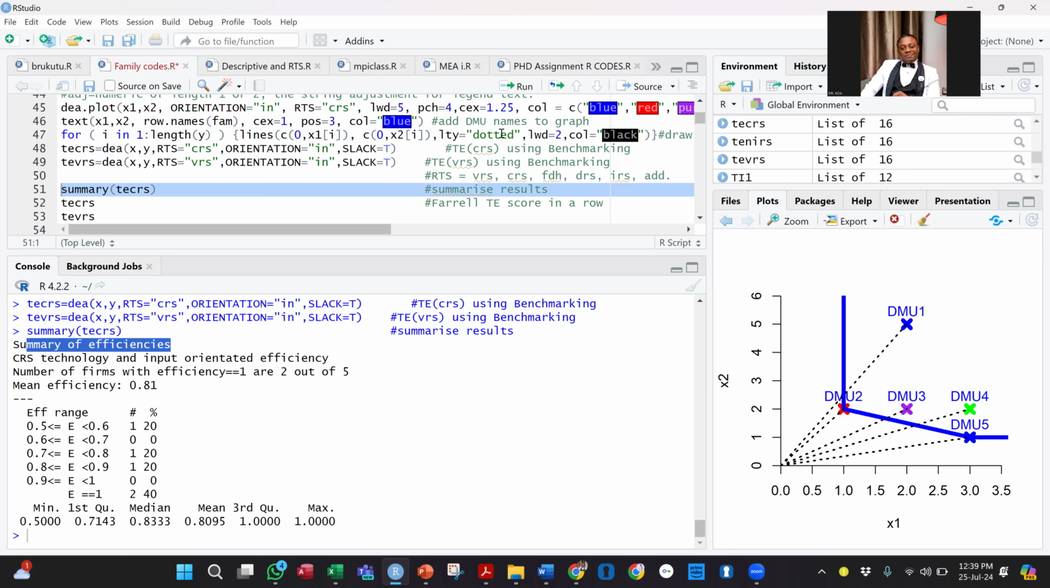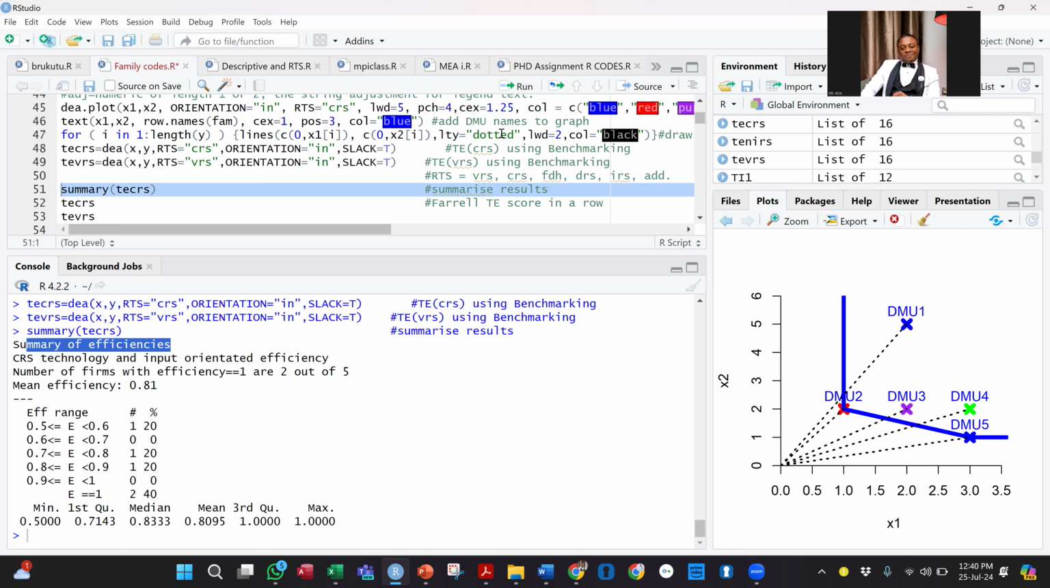And you can see the number of firms and mean efficiency. So how many firms are efficient? The summary tells you. So this is where you don't have a graph and you have plenty of data sets. Now the summary is talking to you. How many firms are efficient? When I say how many firms are efficient, how many firms have an efficiency score equal to 1? The summary has given you.